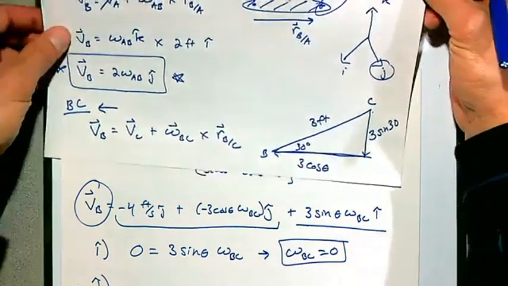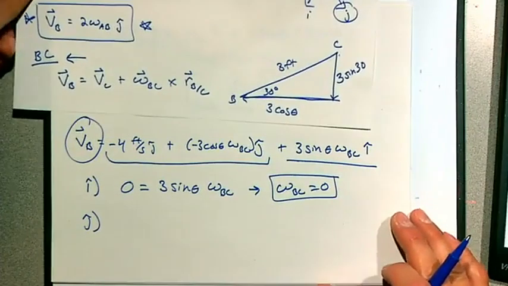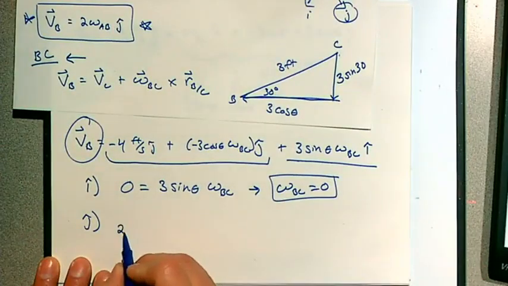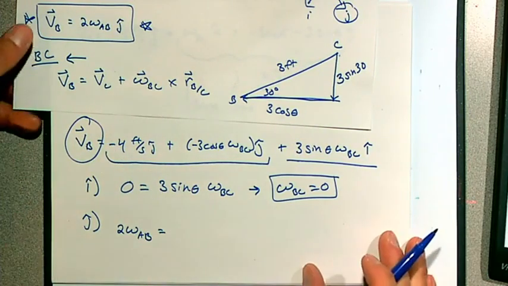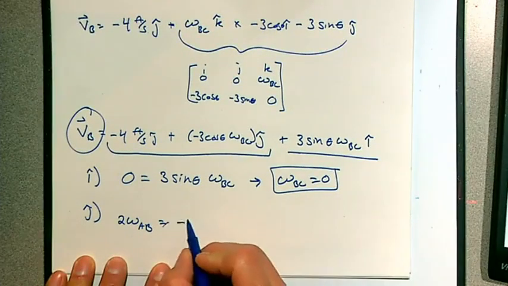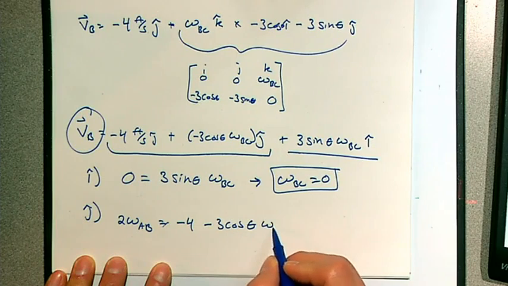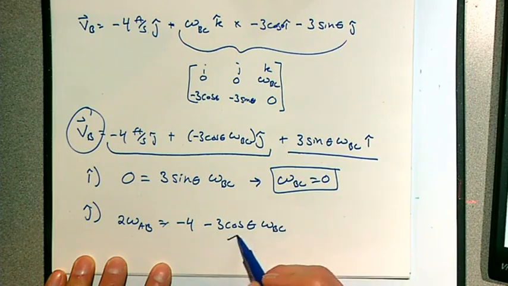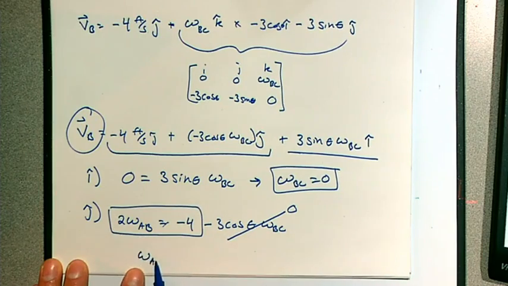Next time we get together, you'll be doing that by inspection. That's what next class is all about. All right. But in the J term, I got 2 omega AB is equal to, now from the other side, minus 4 minus 3 cos theta omega BC, which we just said was 0. Omega AB is minus 2 radians per second.